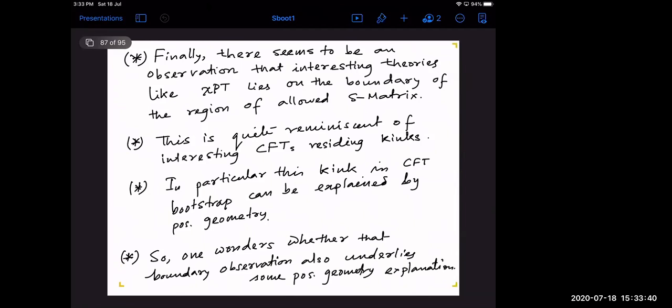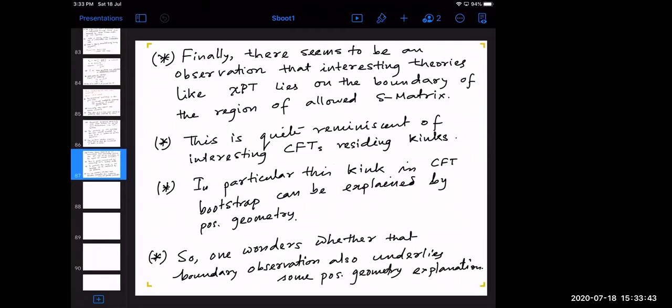So just to summarize that, there seems to be an observation that interesting theories like for pions, for example, chiral perturbation theory, which is usually used to calculate various parameters related to pion scattering, they seem to lie on the boundary of the region of allowed S-matrix if you follow this kind of bootstrap program. Now, this is quite reminiscent of the CFT bootstrap, where interesting CFTs like the 3D Ising model or something like that seem to reside in kinks in the space of the allowed CFTs.